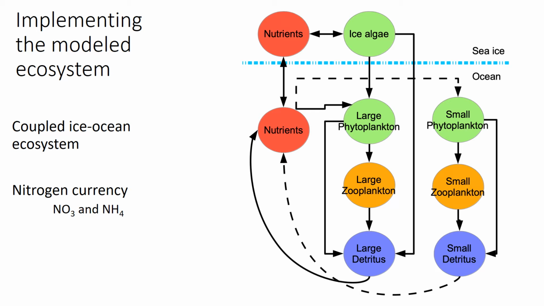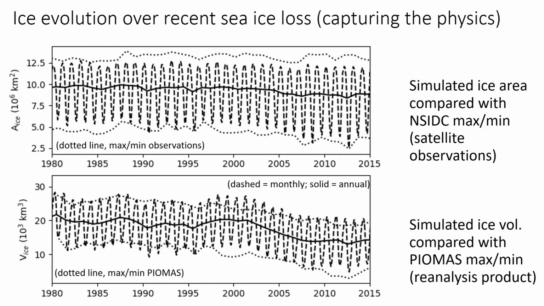The nutrient currency is nitrogen in forms of nitrate and ammonium. In order to show how we capture the physics of the ice evolution over the recent sea ice loss, I'm presenting here the area of Arctic sea ice in the upper figure and the volume of Arctic sea ice in the lower figure. The dashed and solid lines represent the simulation of our model over the period 1980 to 2015. And the dotted lines in the upper figure represent observations based on satellite measurements by the National Snow and Ice Data Center, the maximum and minimum of those values.